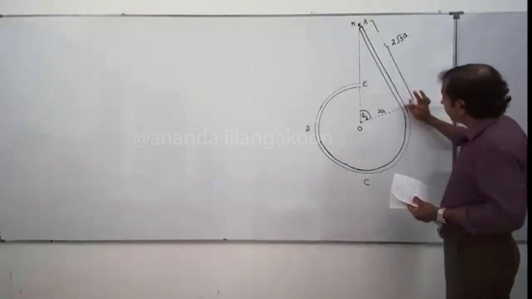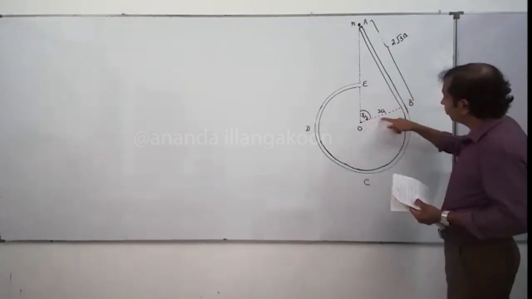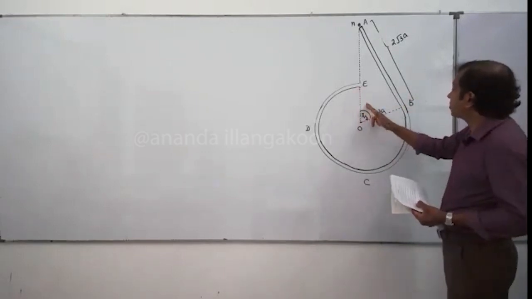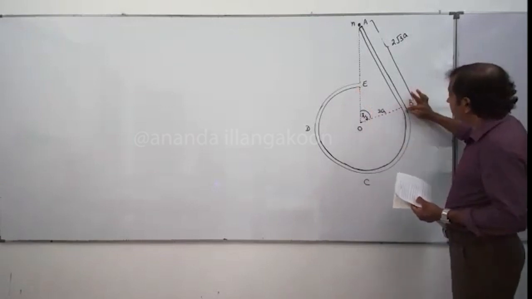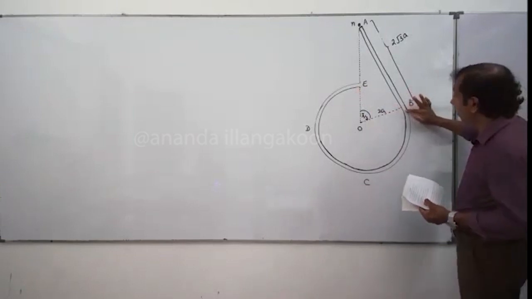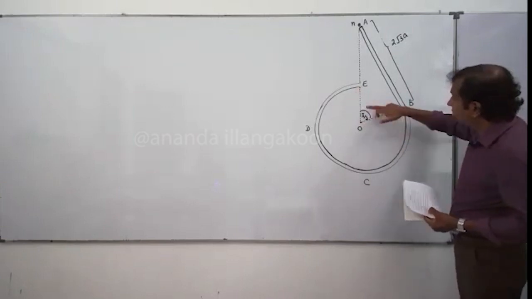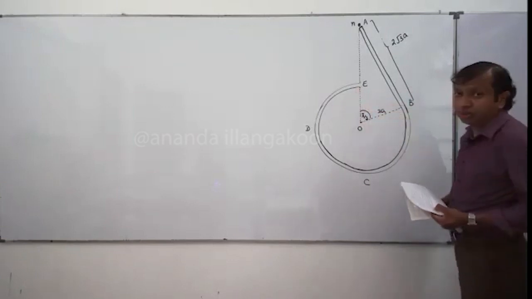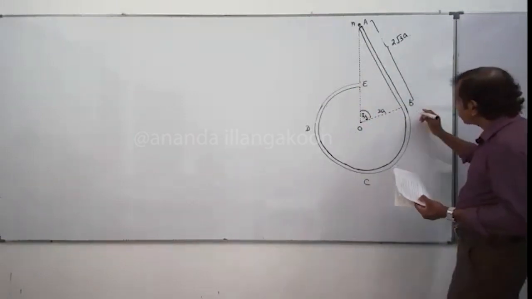Once the particle reaches this point B, the line joining the center and the particle, that means this radius, makes an angle of 60. Once the particle comes into the circular tube and we join the particle and O by a line like this, the angle is going to be more than 60.